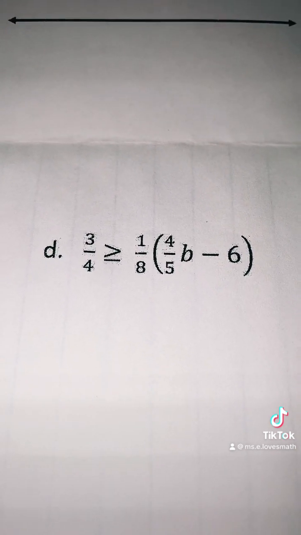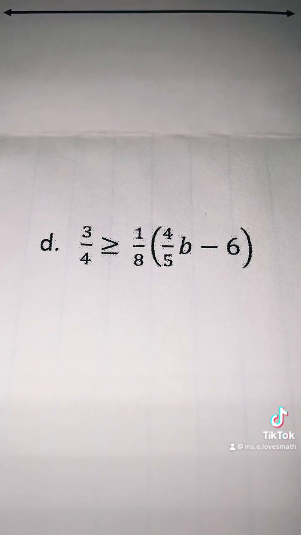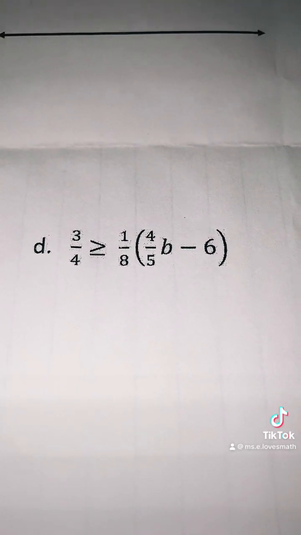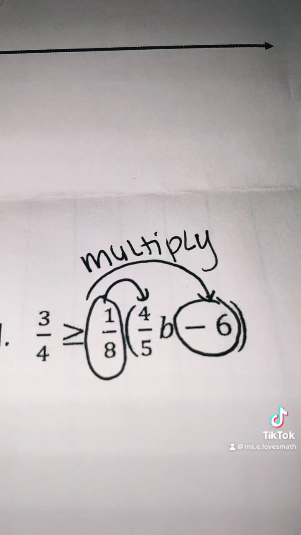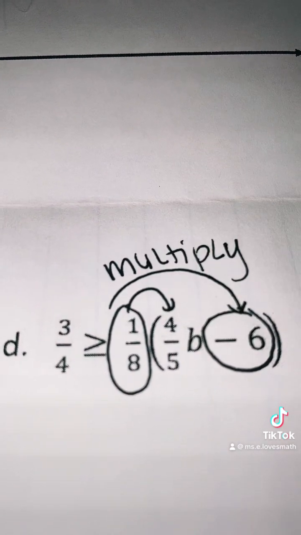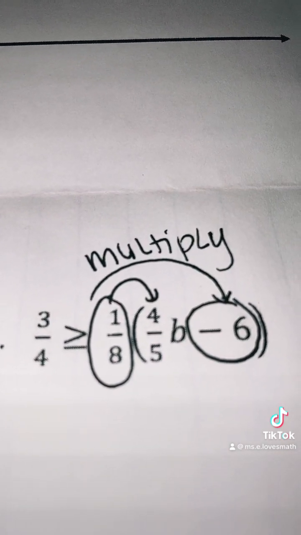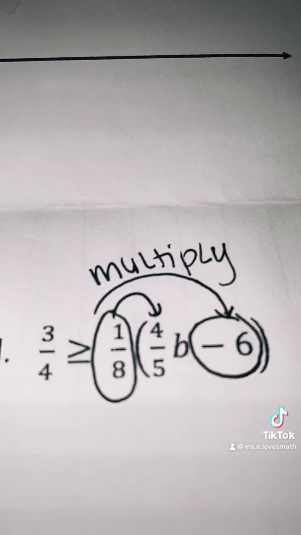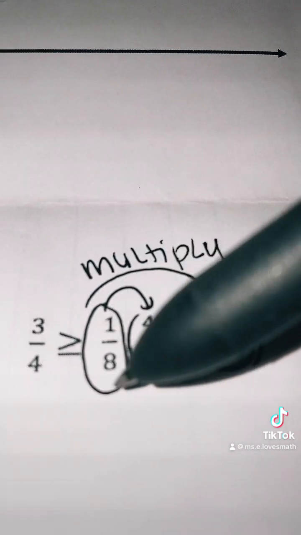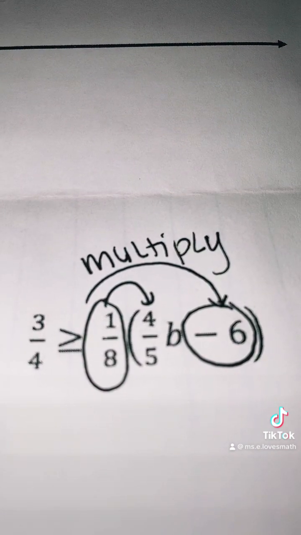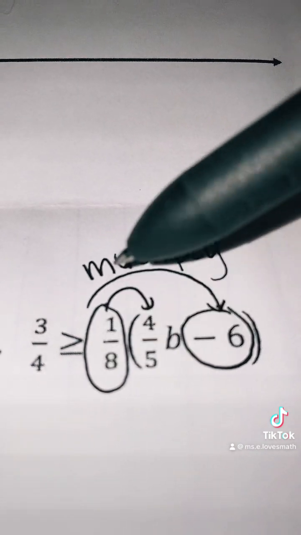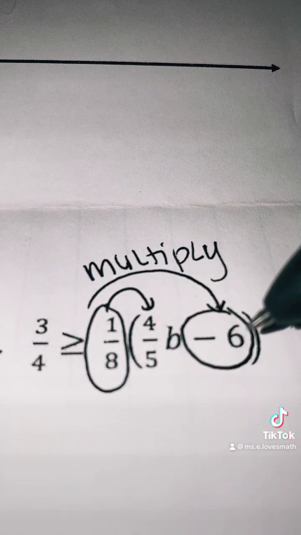Our b is on the right-hand side, but that's okay. We're going to leave it there for now. Our first step is to distribute the 1/8 to both of the terms on the inside of the parentheses. Remember, distribute means to multiply. So we are going to take 1/8 and multiply it by 4/5. We are also going to take 1/8 and multiply it by a negative 6.